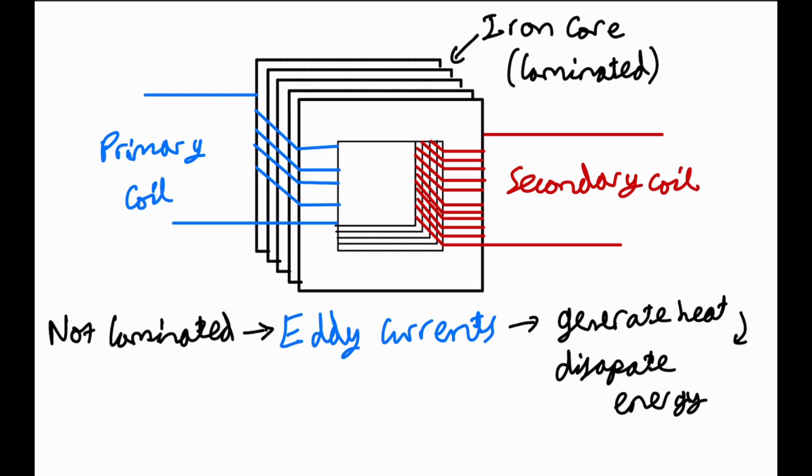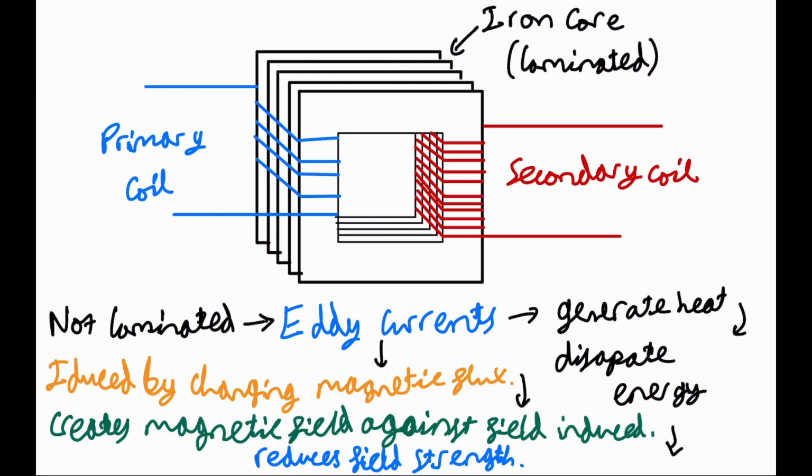And this creates a magnetic field against the field that's induced, reducing its field strength. So they're induced by the changing magnetic field from the AC current, and they create another magnetic field which opposes the magnetic field that induced it, and in the end it reduces the total field strength of the magnetic field that is induced by the primary coil.